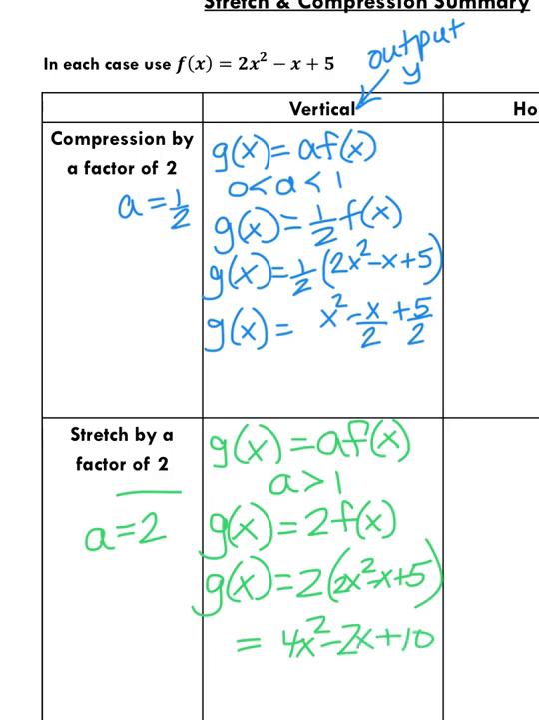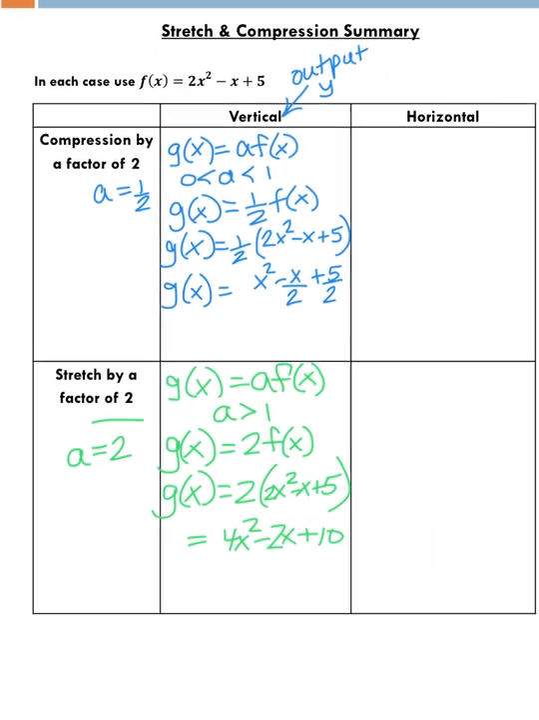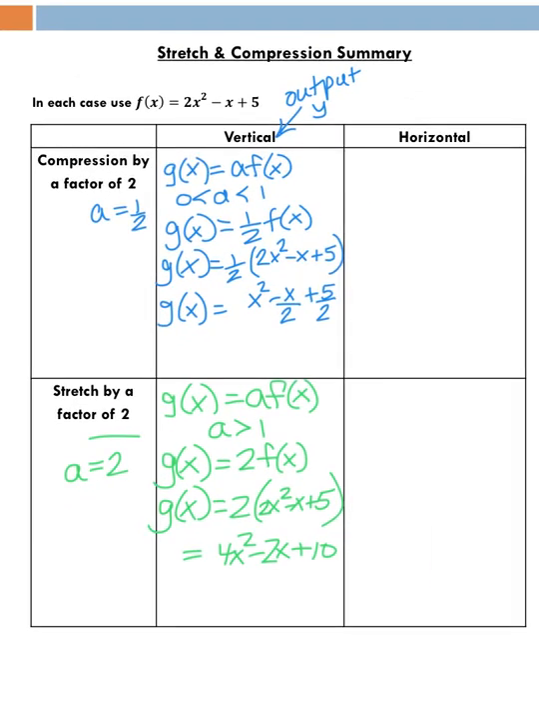Okay, let's move on to compressing horizontally and stretching horizontally. Remember, compressing horizontally means you're getting skinnier. That has a very strong correlation to stretching vertically, because that's also getting skinnier. So I'm going to keep this in green just to point out to our eyes that these are quite similar.